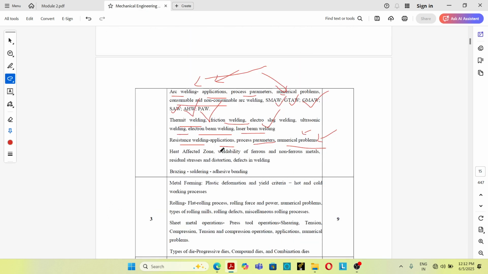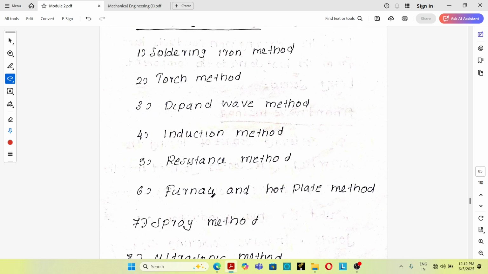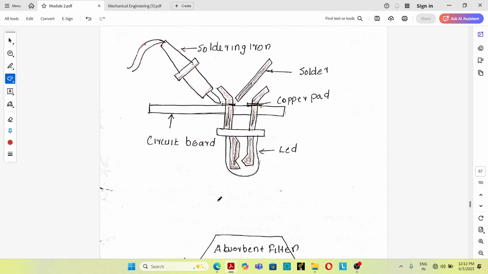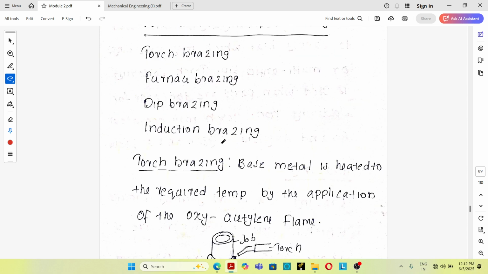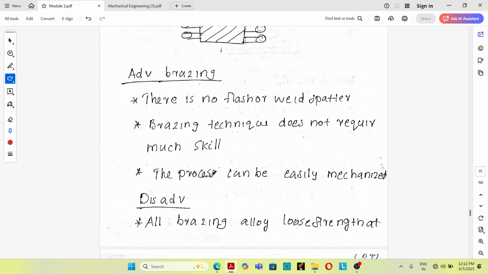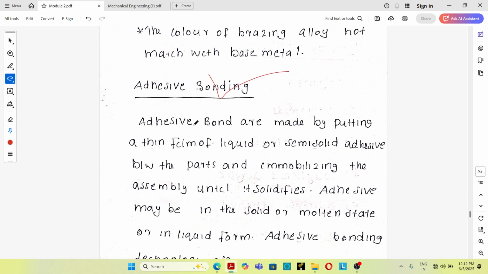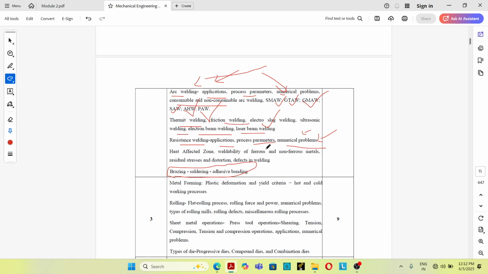So after resistance welding, we have brazing, soldering, and adhesive bonding. This is another joining process. So soldering, what is the concept of soldering? What are different techniques in soldering? Then brazing, what are the concept in brazing, different techniques in brazing, and what you mean by adhesive bonding. So that you have to study. Adhesive bonding, types of adhesive, etc. Then defects in welding.